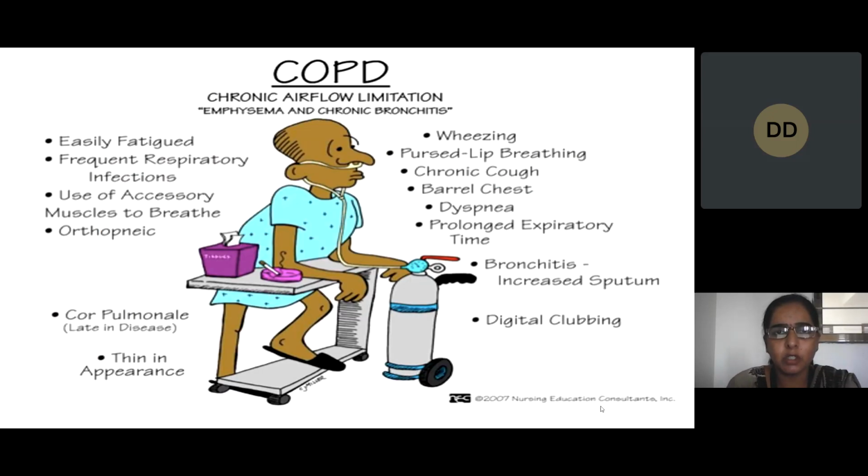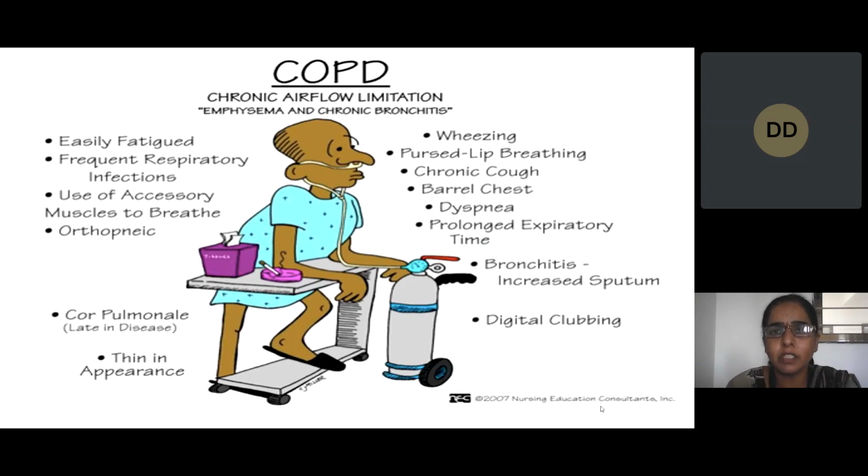This picture shows the symptoms of both emphysema and chronic bronchitis. First, the emphysema patient is easily fatigued by nature, has frequent respiratory infections, always uses accessory muscles for breathing, and is asthenic in nature. Cor pulmonale is seen in late conditions in COPD cases, and thin appearance is mainly seen. This is the main difference: emphysema patients look thin in nature, while chronic bronchitis patients look fatty in nature.